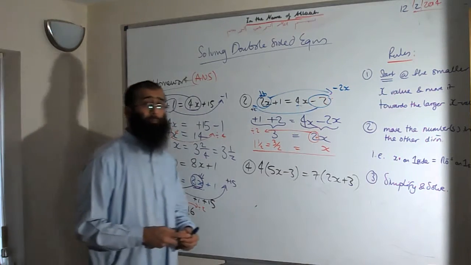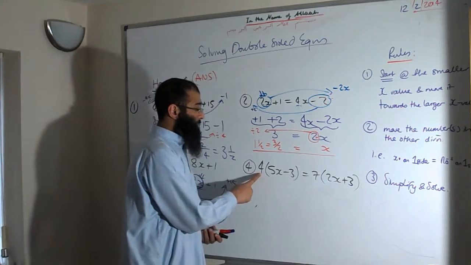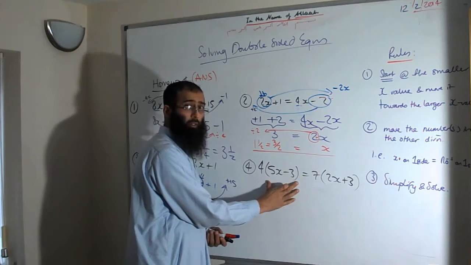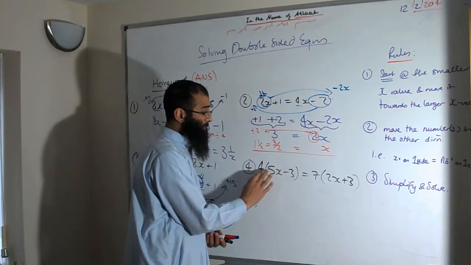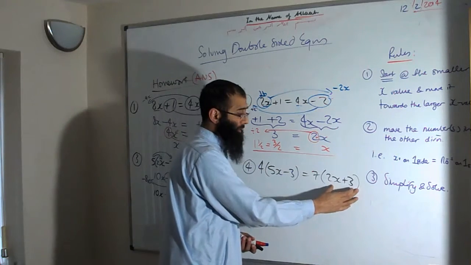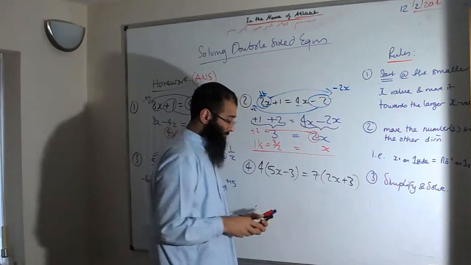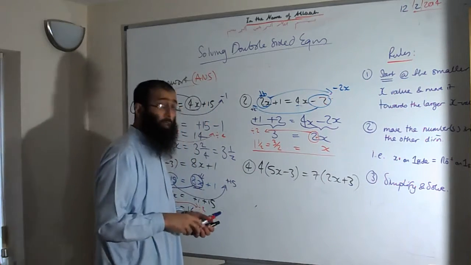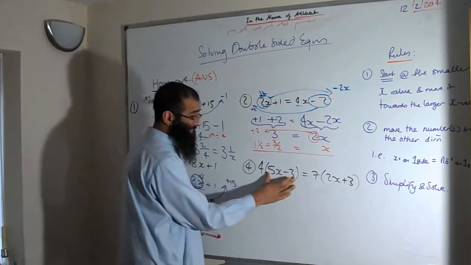Right, here comes the last question. So we've got 4 lots of this 5x minus 3. So it means 4 times everything inside. That's what the brackets do. We've got 2x plus 3 in the brackets, all of this times 7. There's an invisible times there. Then I multiply out the brackets. So I want to release this from the brackets.